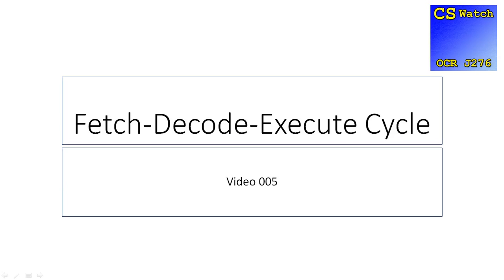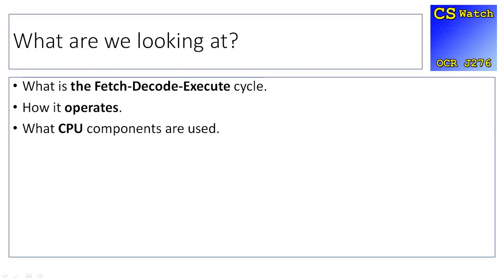Hello there and welcome to this CSWatch J276 video where we are looking at the fetch, decode and execute cycle within a CPU. So in this video today we're going to be looking at what the fetch, decode, execute cycle is, how it operates and what CPU components are used within it.